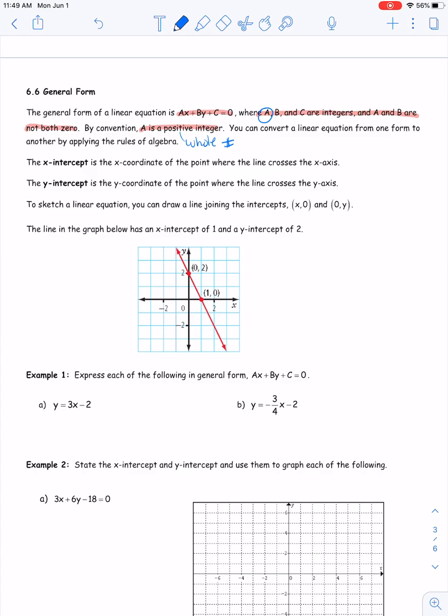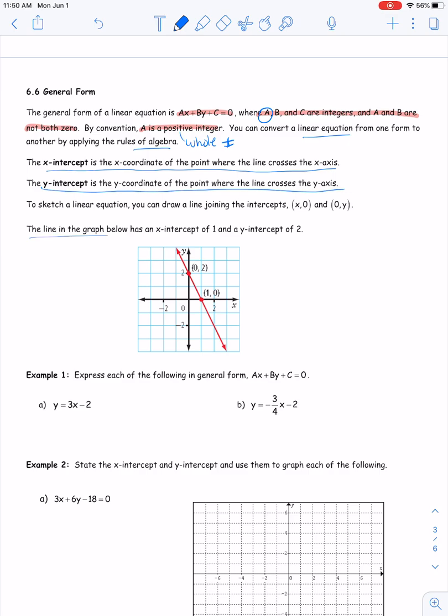When you convert a linear equation from one form to another, you can convert it by applying the rules of algebra. So again, just a reminder, x-intercept is the x-coordinate of the point where the line crosses the x-axis. Y-intercept is the y-coordinate of the point where the line crosses the y-axis, okay? To sketch a linear equation, you can draw a line joining the intercepts (x, 0) and (0, y). It might be a lot, but let's do some examples.